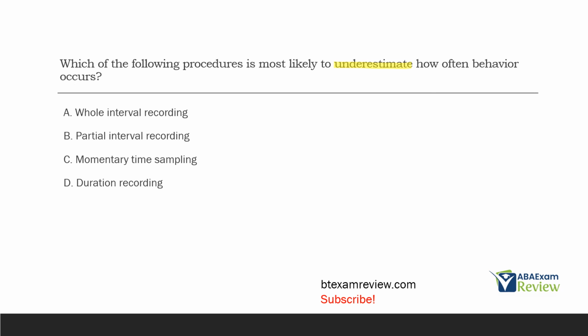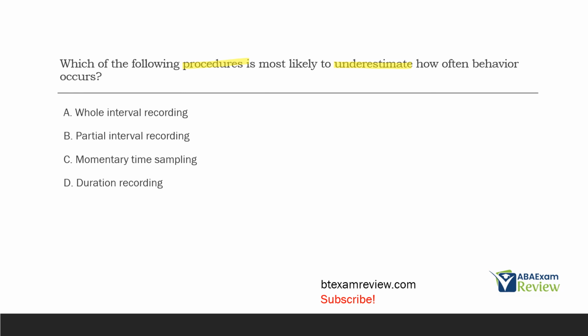So if we're underestimating behavior, what are we doing? Well, our data is indicating that the behavior is happening less than it actually is. If we're overestimating behavior, data are indicating behavior is happening more than it actually is. So what procedure is likely to say behavior is happening less than it actually is?